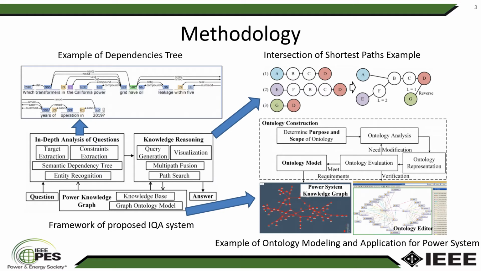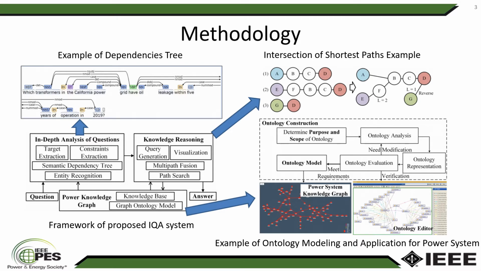About the framework of the proposed IQA system. First, it performs the in-depth analysis of the question sentence, which implements the graph ontology model and specific knowledge to identify entities in the question sentence. Then, it carries out semantic analysis to extract the target and constraint conditions.